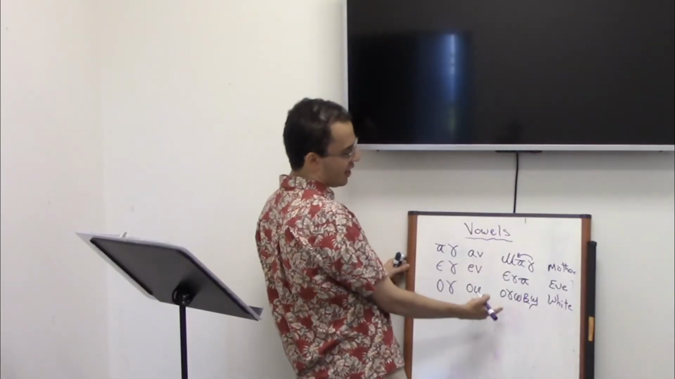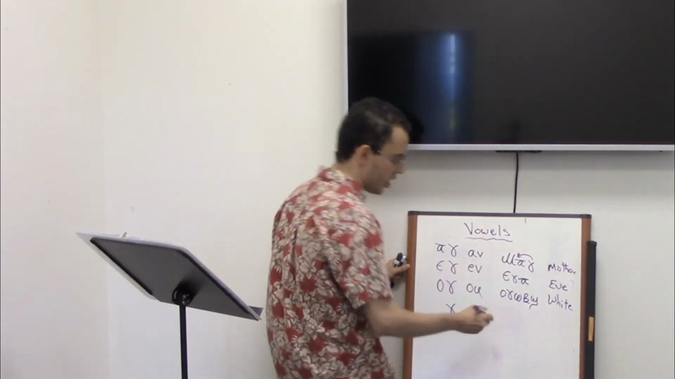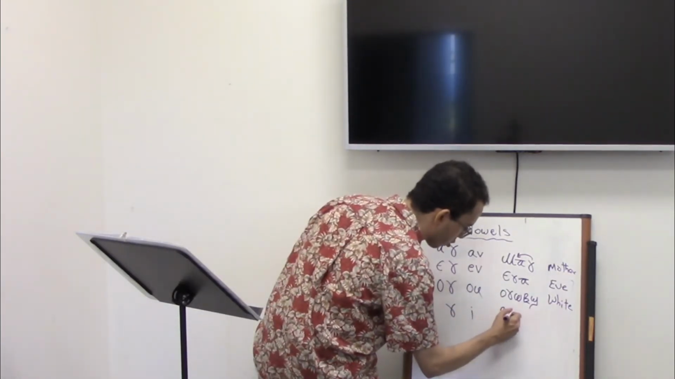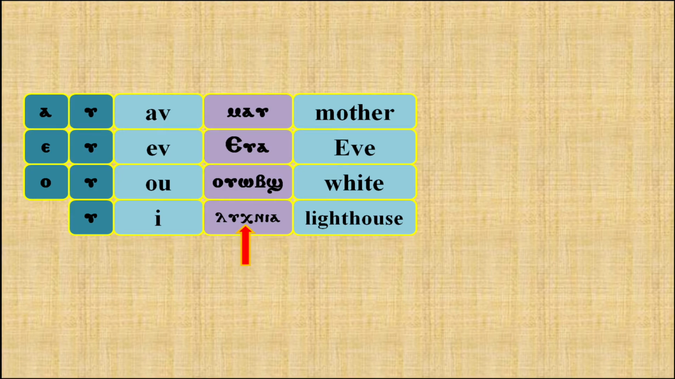So, last thing we said, if the epsilon doesn't have an alpha, an A, or an O before it, then it's always an I. And then we learned this word last time. Again, I'm gonna write it down first, and then you're gonna tell me what it is. Lighthouse. Lighthouse. So, this letter is Kha in this case.